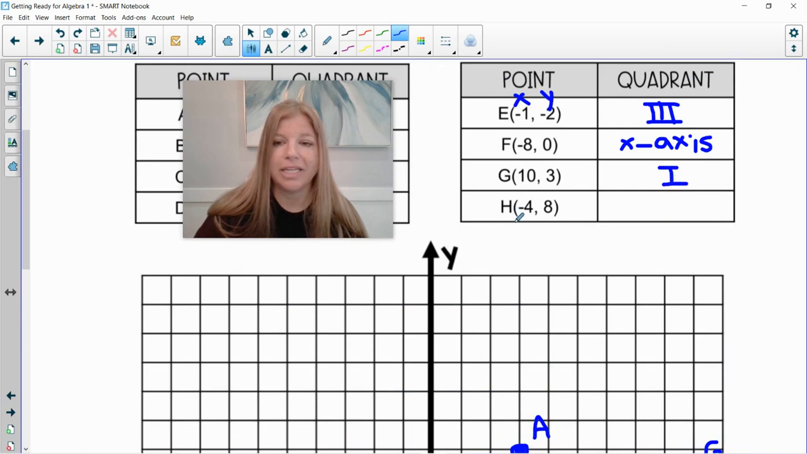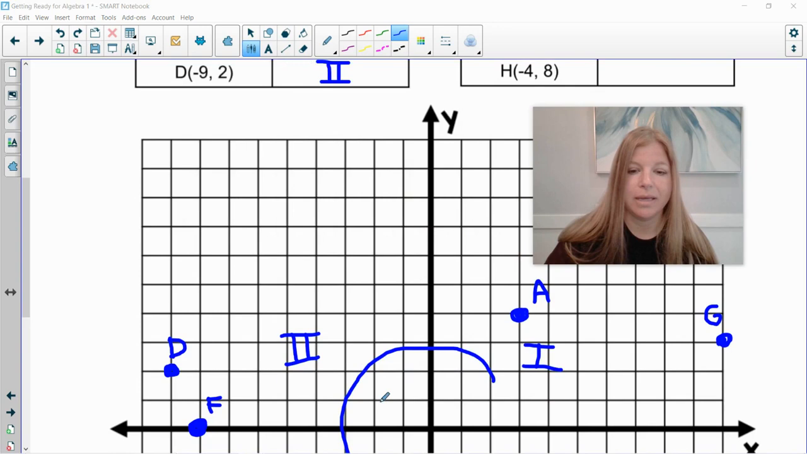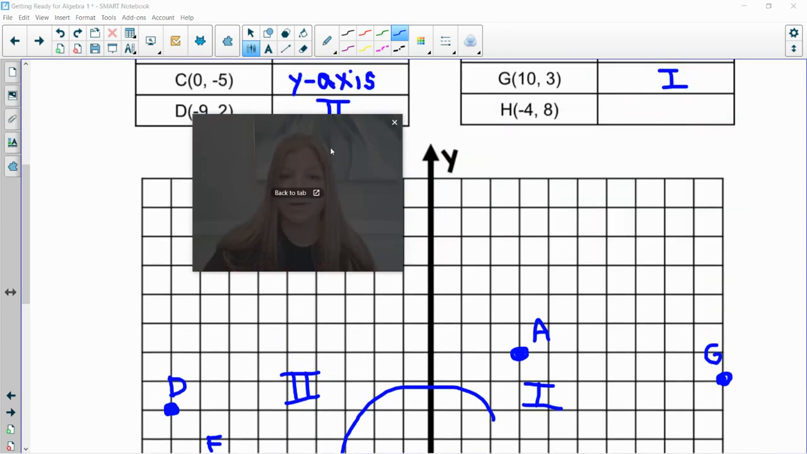And the last one, H is at -4, +8. So -4 on the x-axis, +8 on the y-axis. Okay. 1, 2, 3, 4. That's at x is -4. 1, 2, 3, 4, 5, 6, 7, 8. That's where H is. And I can see that H is in quadrant number 2.